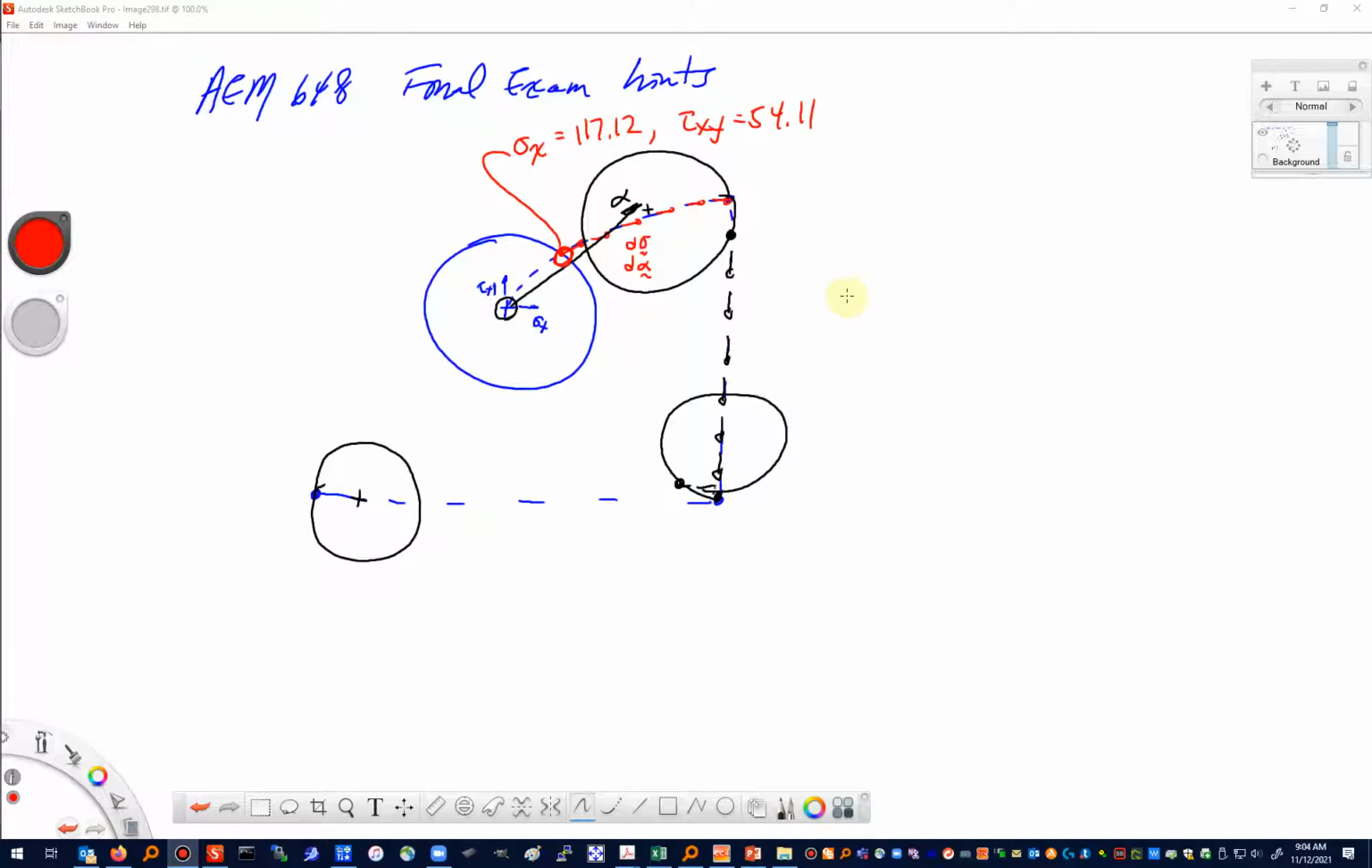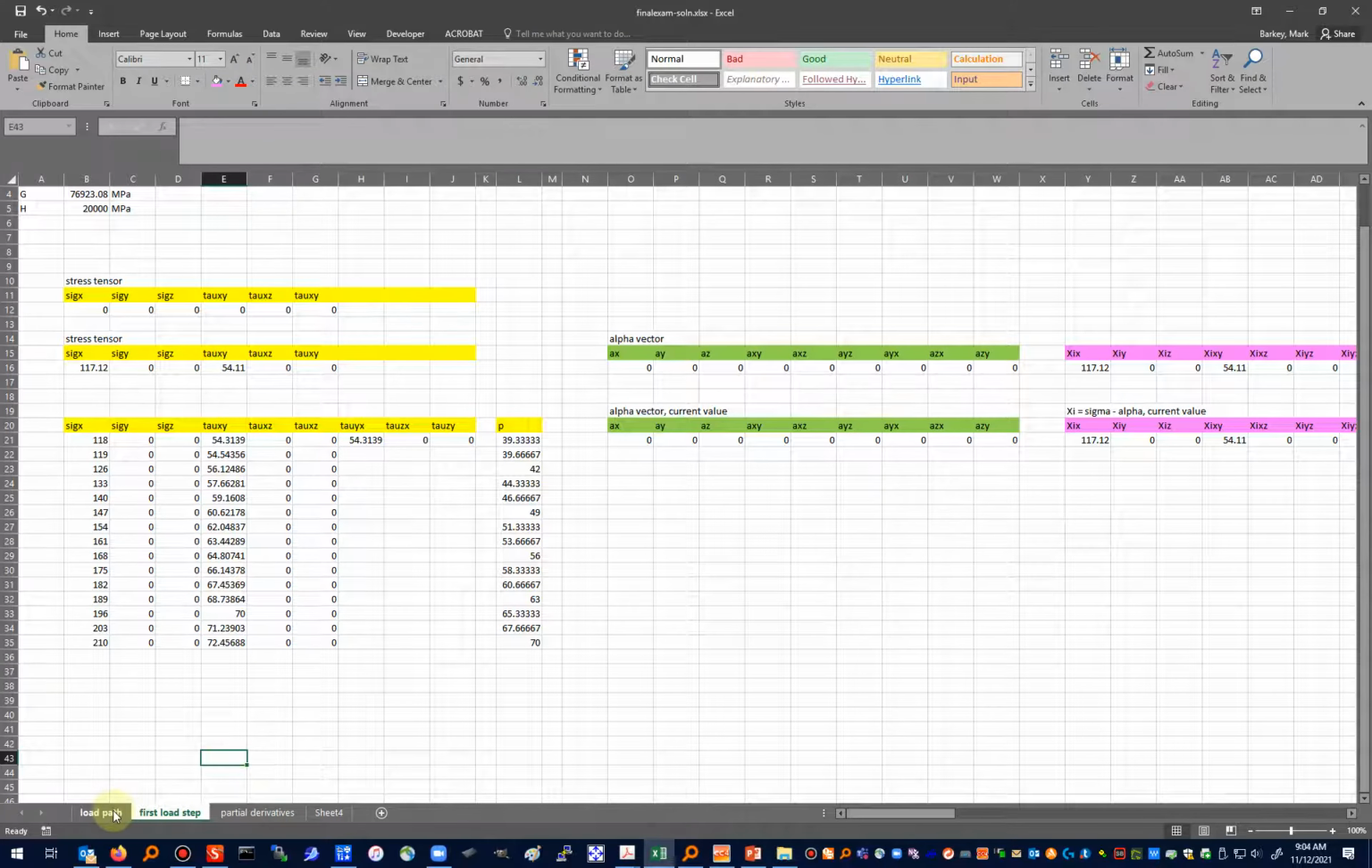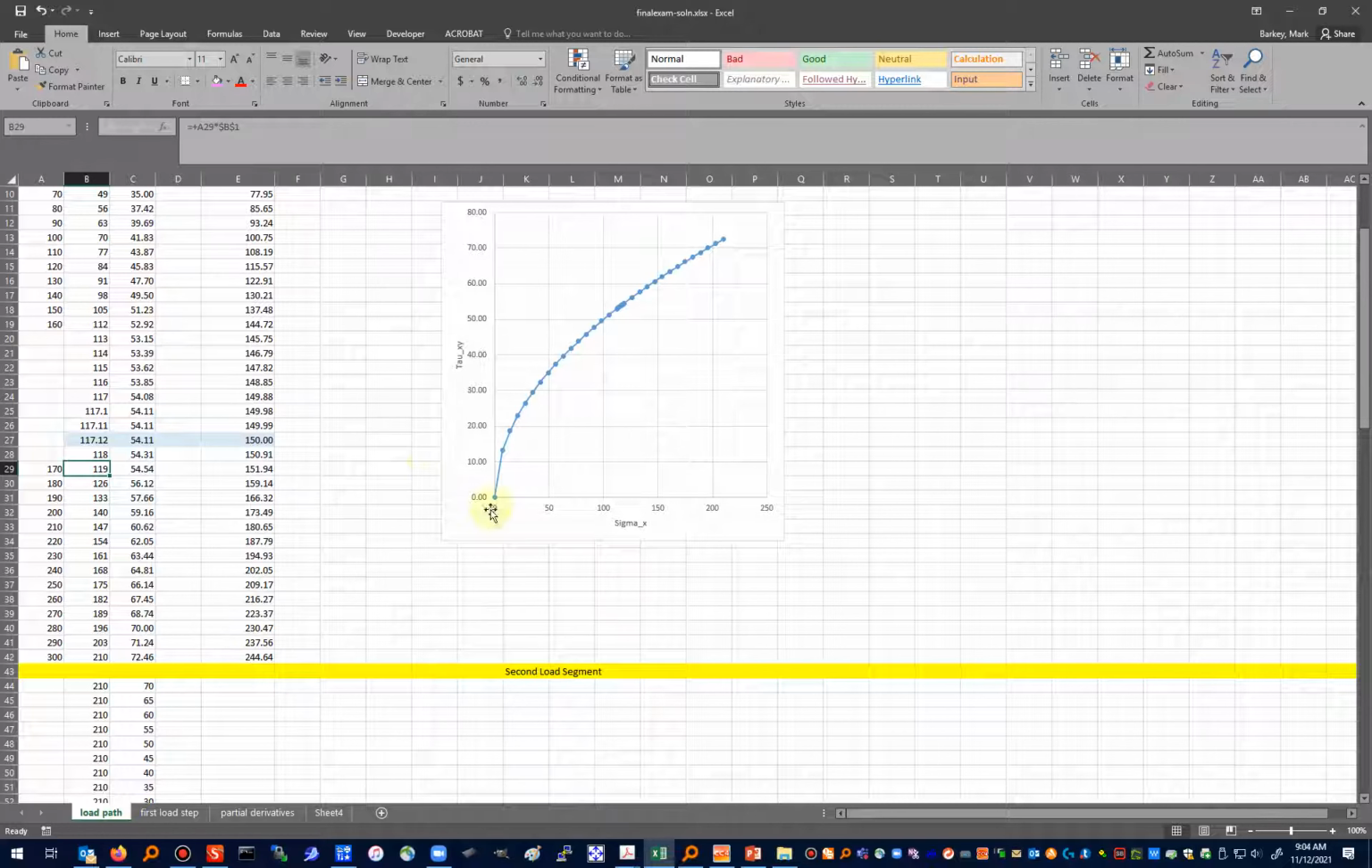Alright, so this is a continuation of my video on taking a look at our AEM 648 theory of plasticity final exam, which is to use the Prager-Ziegler hardening rule. So, as kind of review from what we talked about last time, we have a load path that initially starts out parabolic. I found out where the load path goes and crosses or reaches the yield surface.